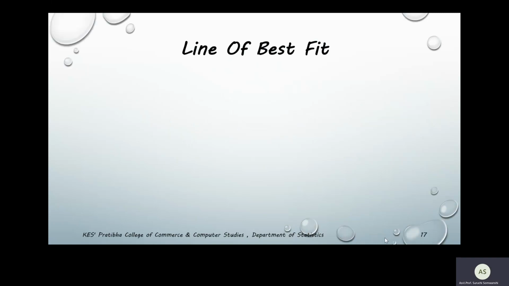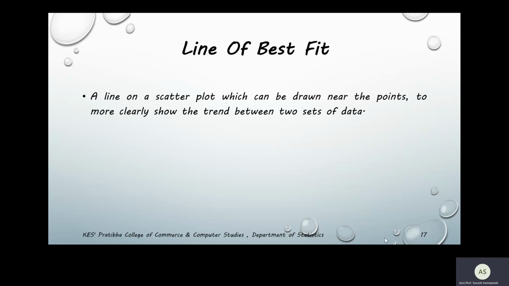Then there is another term, which is the line of best fit. A line of best fit is a line on a scatter plot which can be drawn near the points to more clearly show the trend between two sets of data. This line is also useful for deciding the direction of the linear relationship.